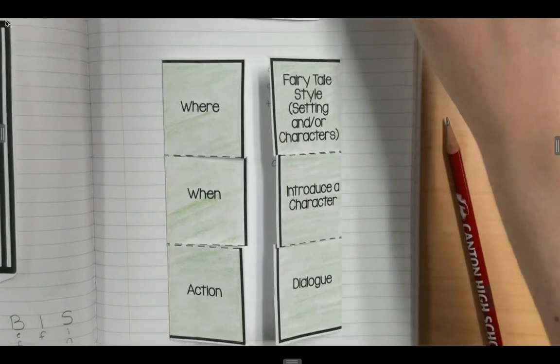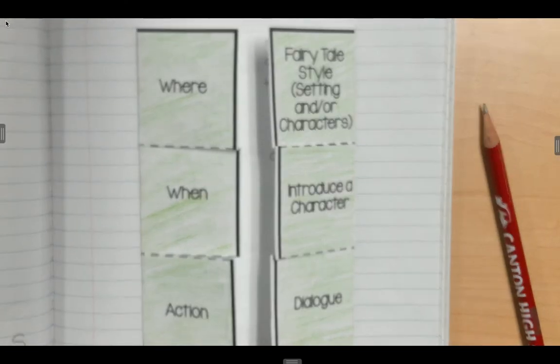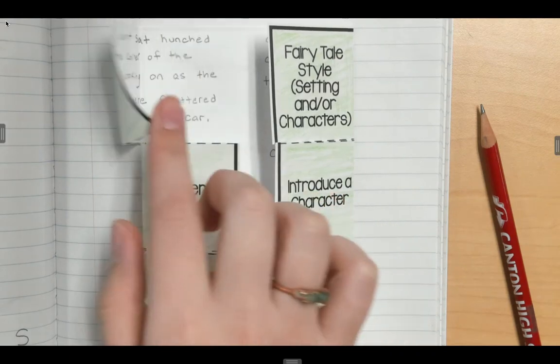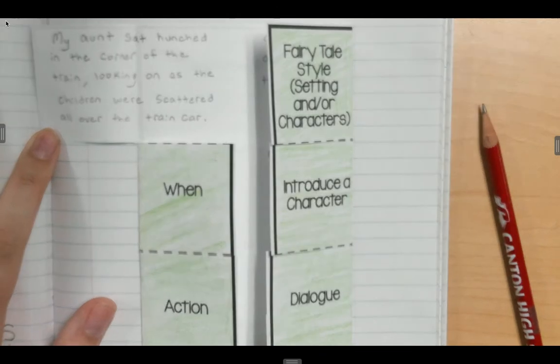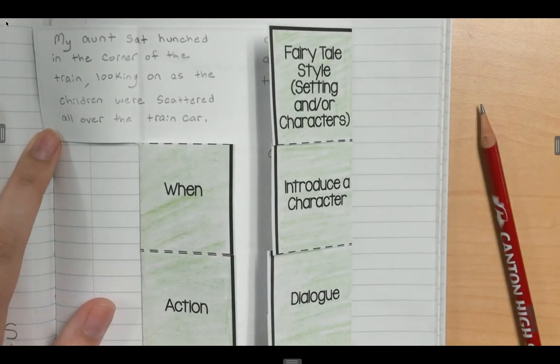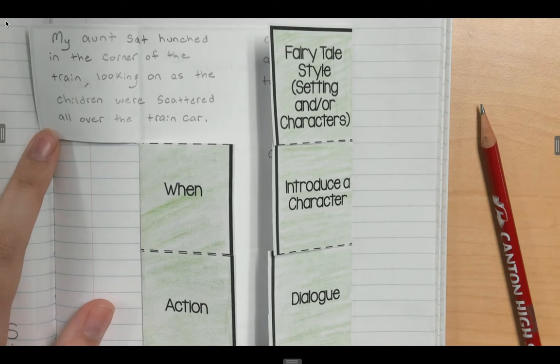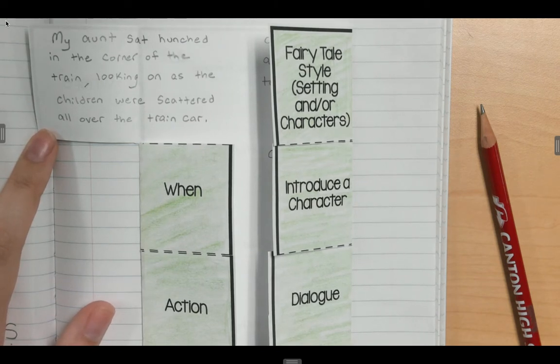So the first flap in our little book for ways to start a narrative is where. So if you open up where, I've already written mine, but you guys can write these as we go. So where? My aunt sat hunched in the corner of the train, looking on as the children were scattered all over the train car. So this tells us where my aunt was. She's in the corner of the train. It also tells us where the children are. They're scattered all over the train. So there's two types of where in this opening sentence.